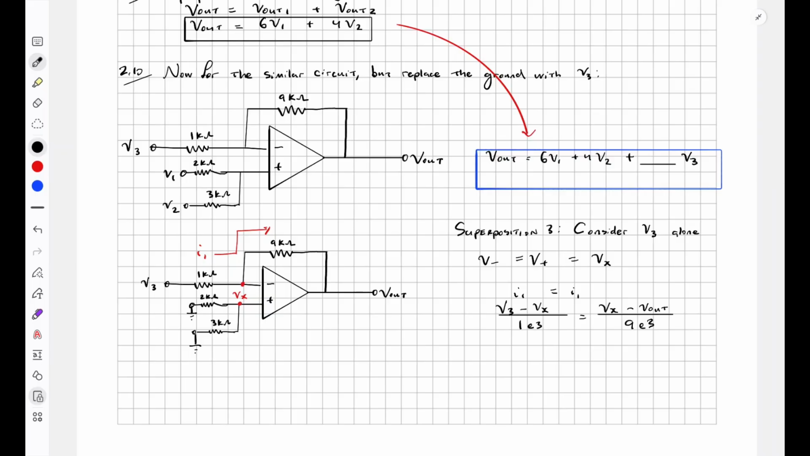So now let's do this consideration. First of all, the kilo ohms cancel. Upon doing cross multiply, you will see that 9 times V3 minus Vx is equal to Vx minus V out.